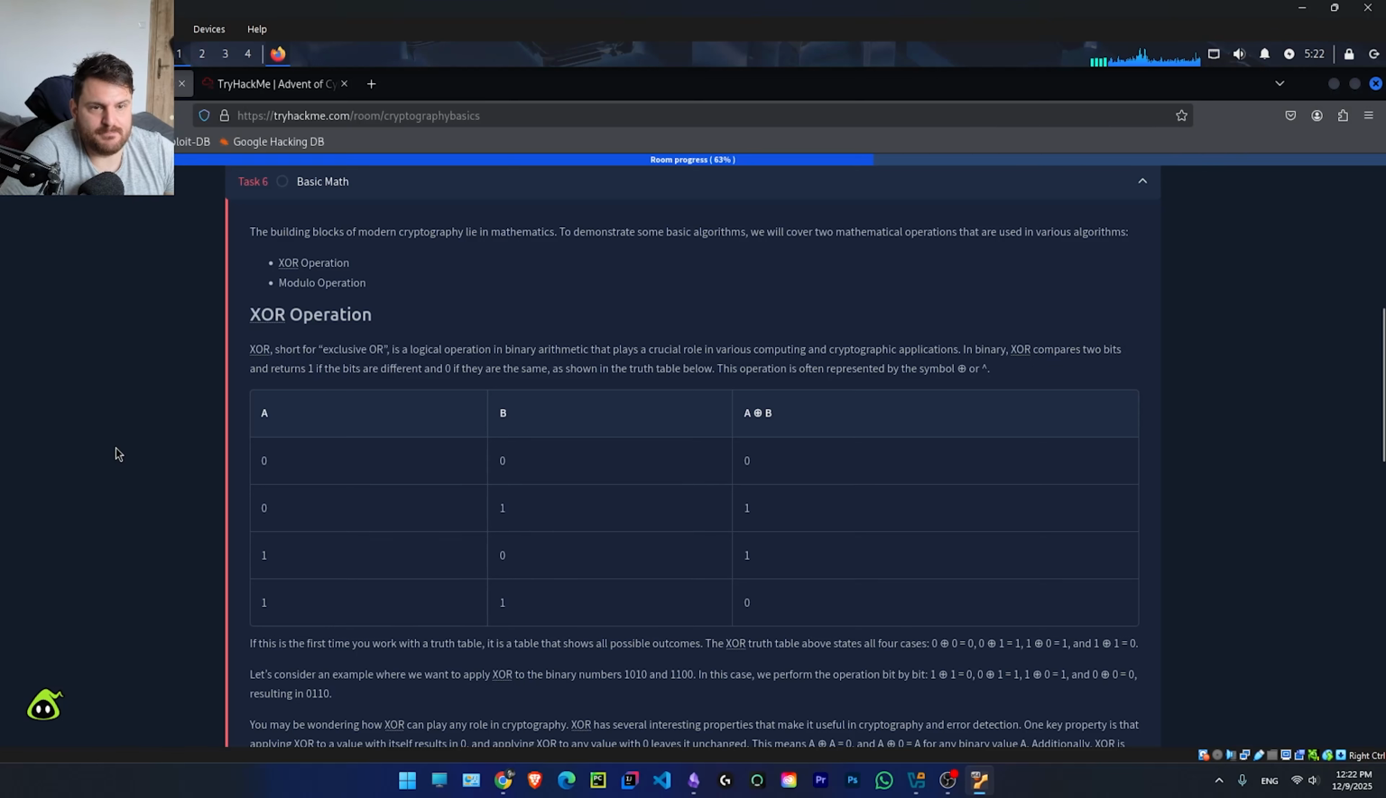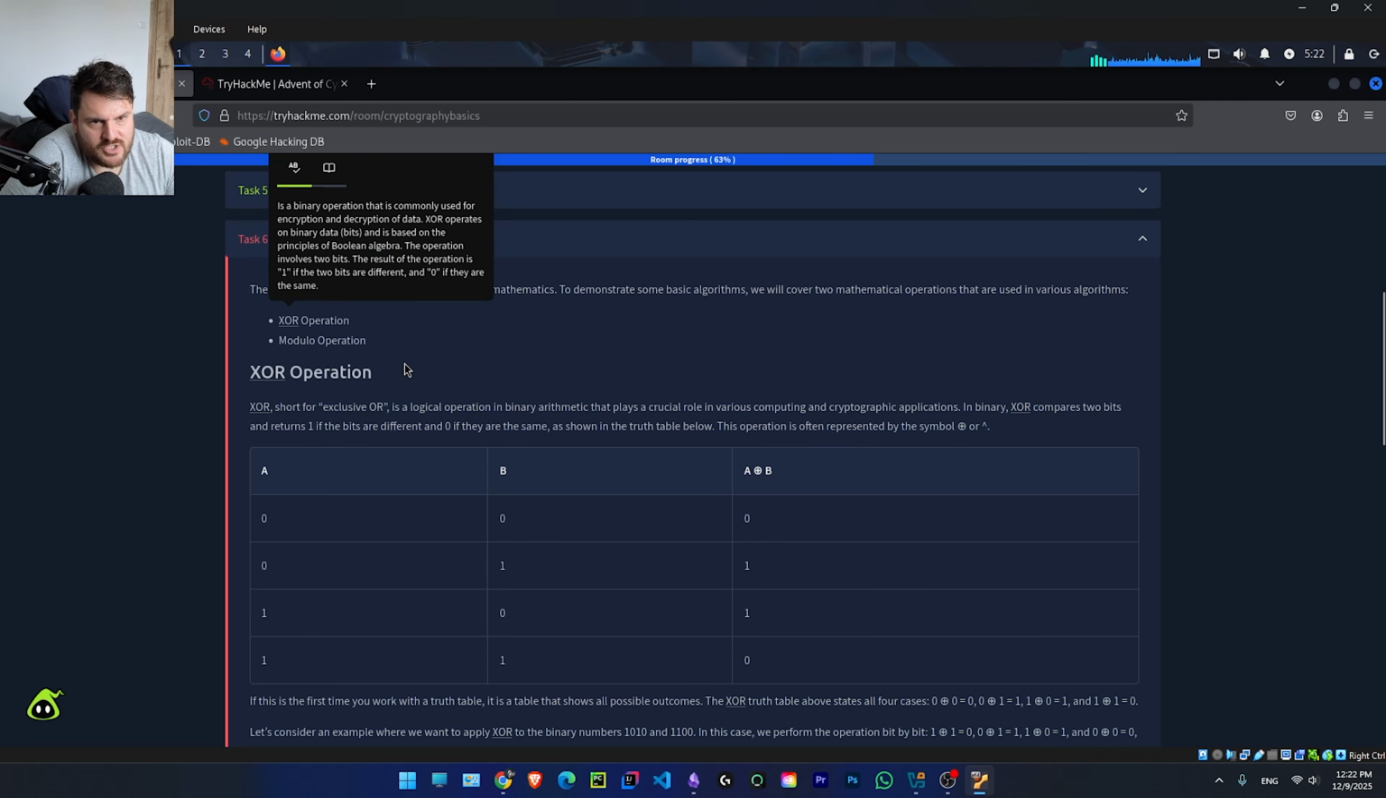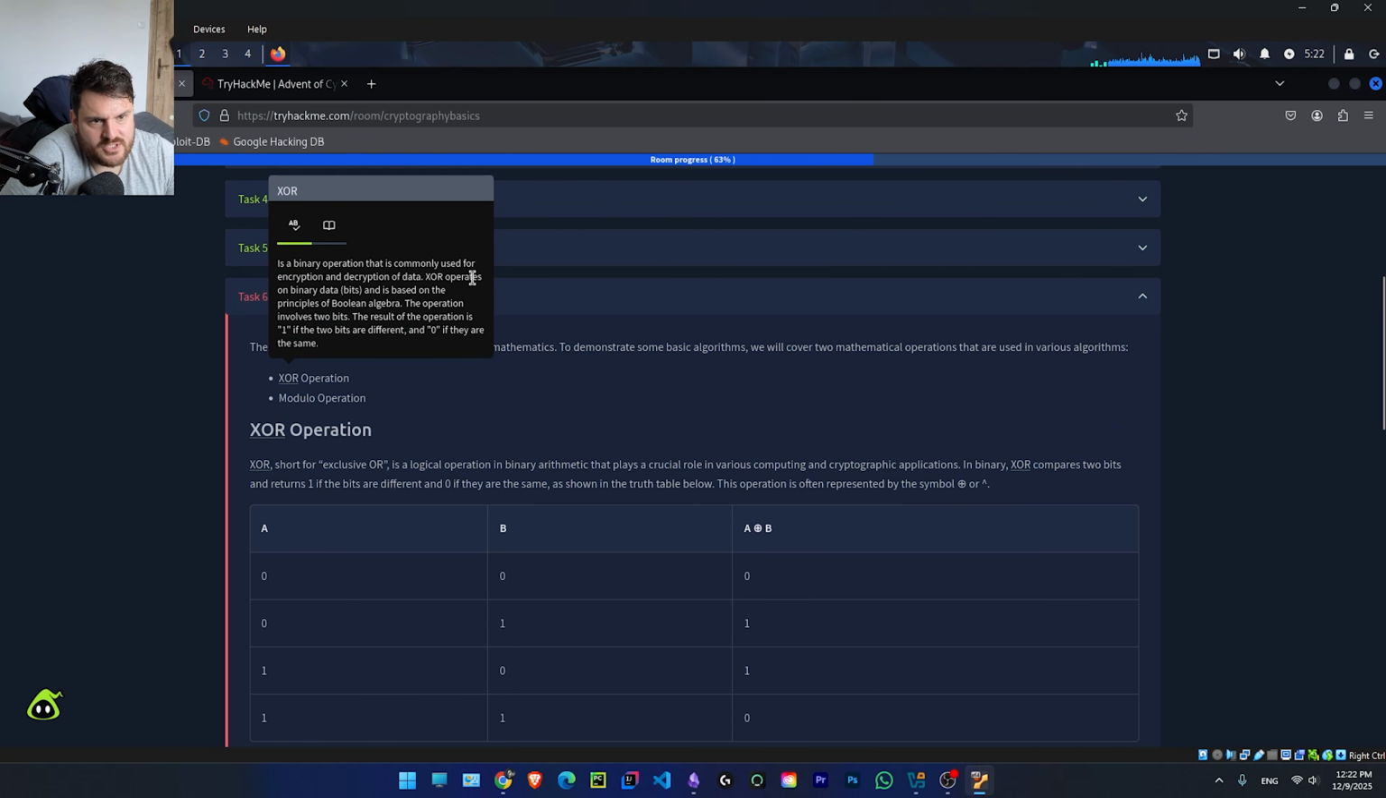Task number 6, basic math. The building blocks of modern cryptography lie in mathematics. To demonstrate some basic algorithms, we will cover two mathematical operations that are used in various algorithms: the XOR operation and the modulo operation. XOR is a binary operation that is commonly used for encryption and decryption of data.